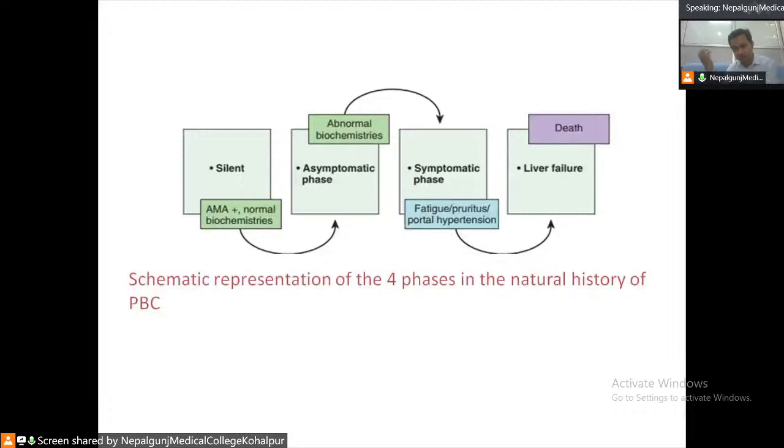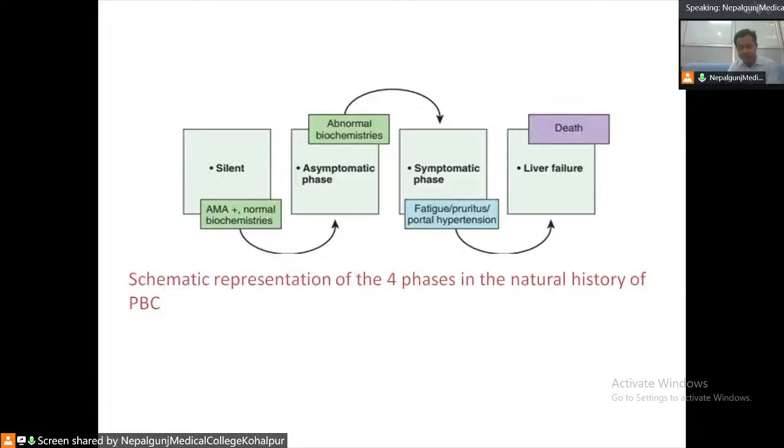Other symptoms are due to the development of portal hypertension. You know portal hypertension and its complications. A patient may present with ascites, hepatic encephalopathy, variceal bleeding, anything. And finally there is liver failure, which means decompensated liver cirrhosis, with all the decompensation events and liver death. So these are the stages of primary biliary cholangitis.